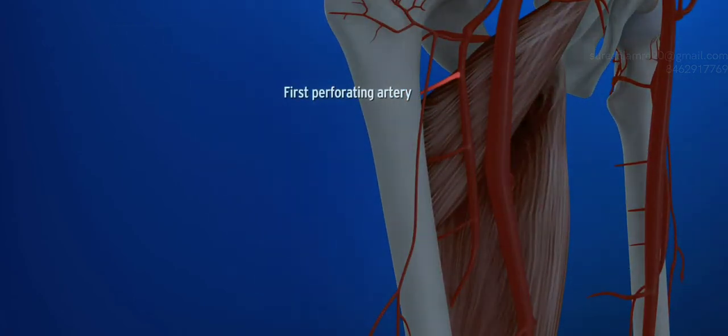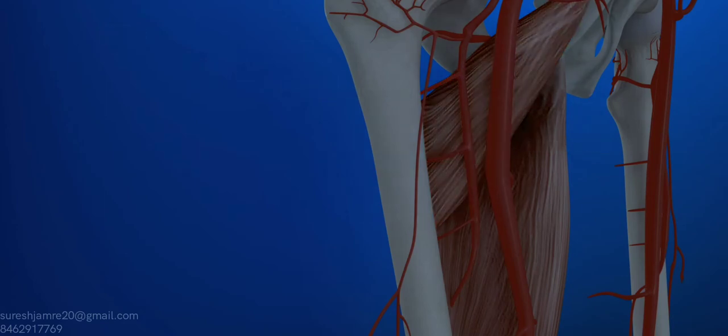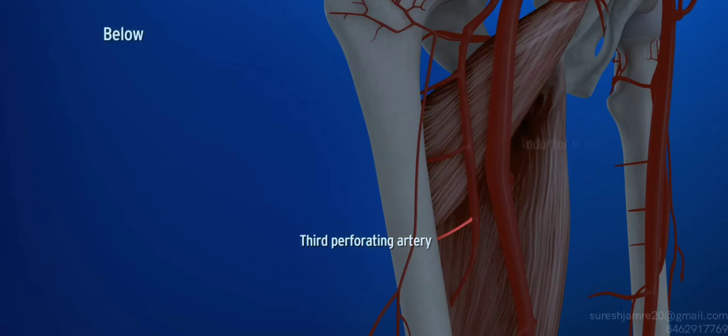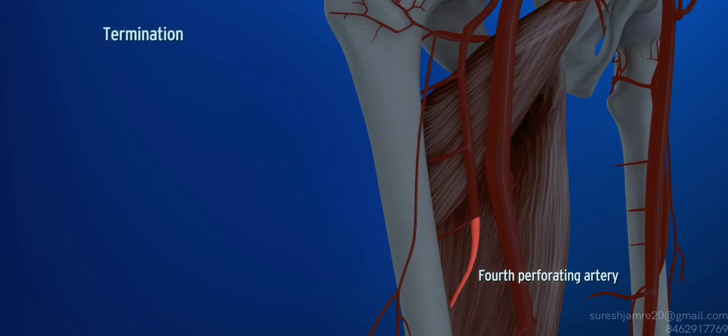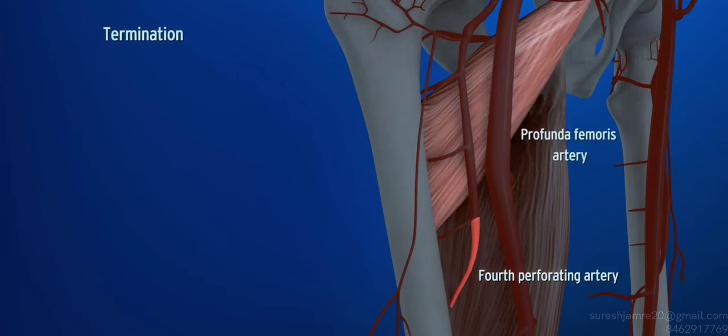The first perforating artery arises just above or on the upper border of the adductor brevis. The second in front of the adductor brevis. The third immediately below the adductor brevis. And the fourth is the termination of the profunda femoris artery.